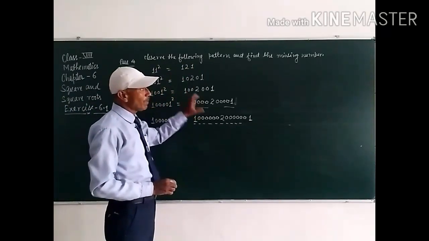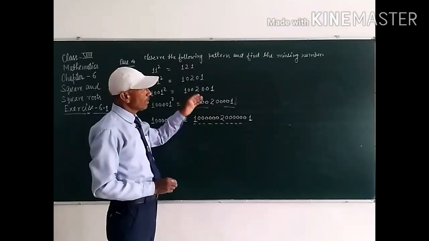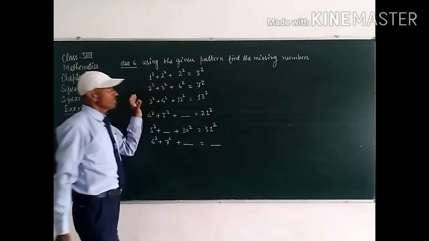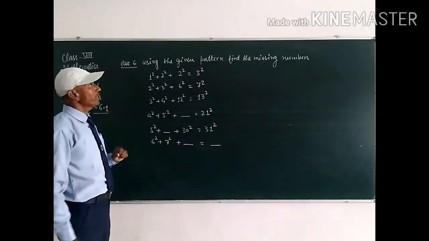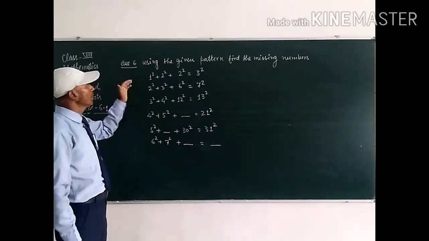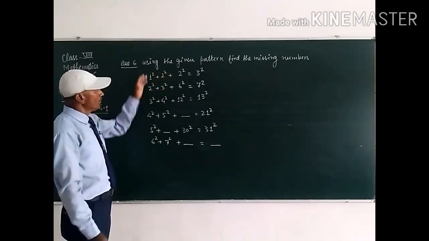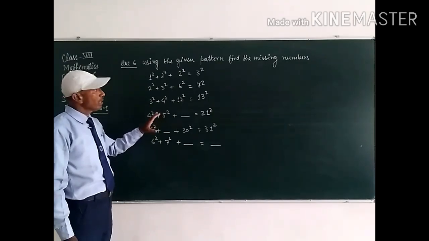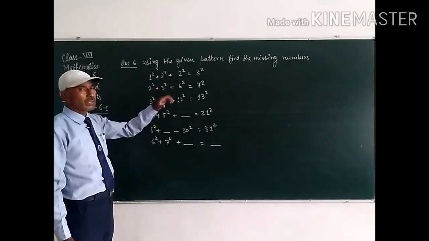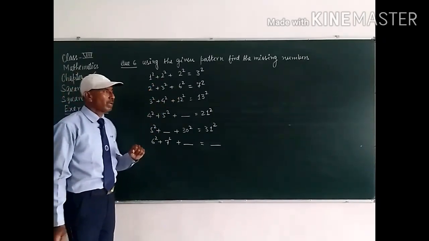There is question number 5 student, that is again related to the pattern. So you have to complete question number 5. This is question number 6 student and in this question there is also a pattern. We have to observe this pattern and find out the missing numbers student.